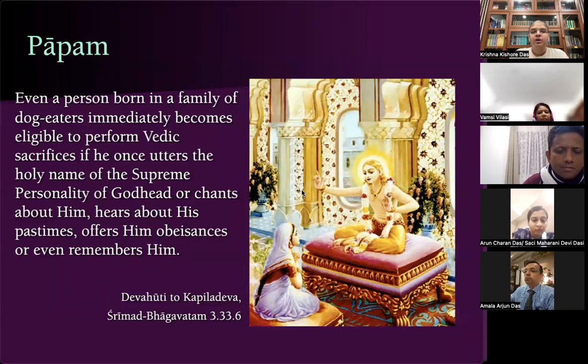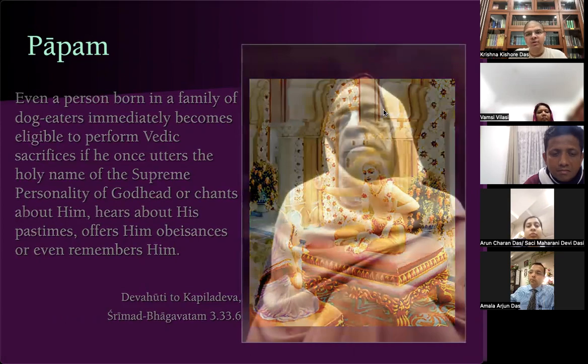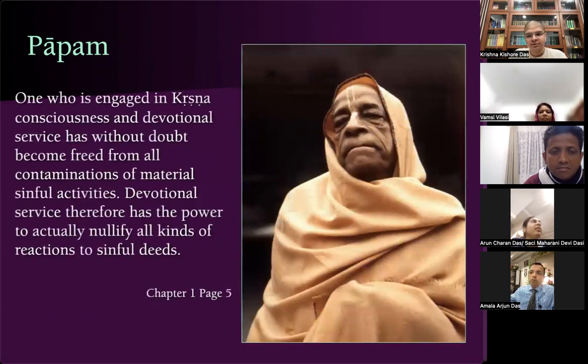So why is a person born in the family of dog eaters? Because of previous karma, because of previous bad karma. But even if he starts to practice devotional service, he'll become so pure that he can perform Vedic sacrifices. That is the power of devotional service.